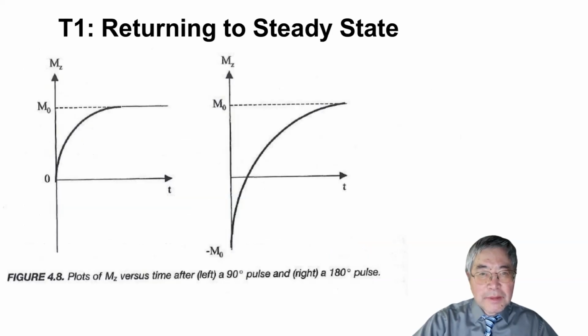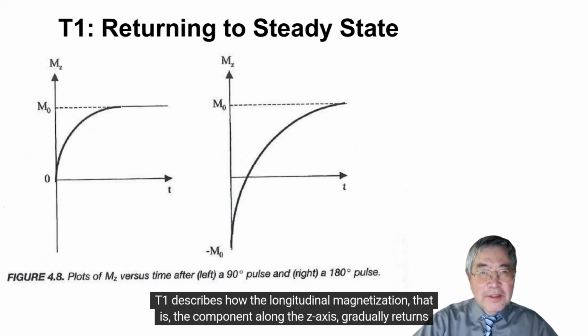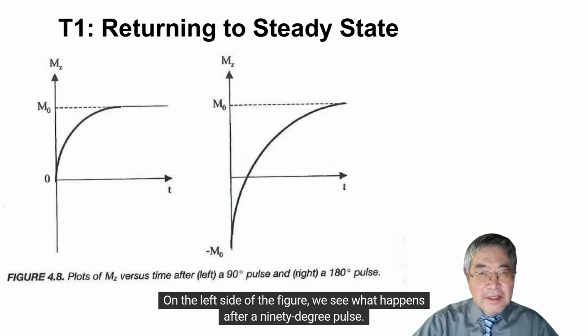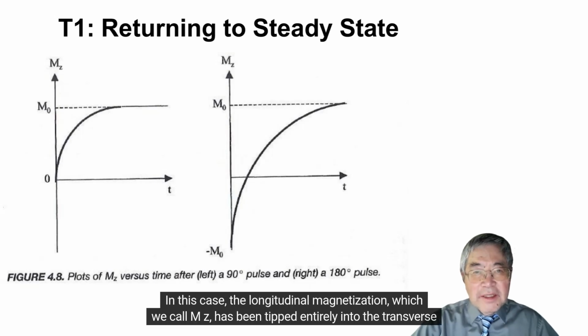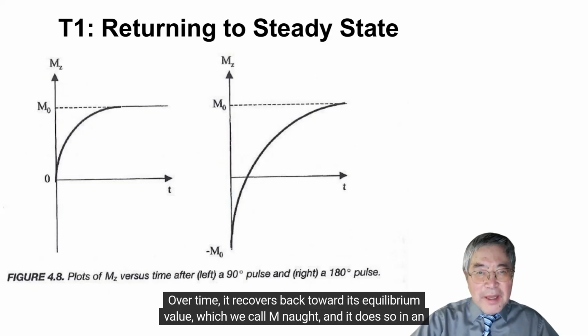Now let's take a closer look at the T1 effect. T1 describes how the longitudinal magnetization, that is, the component along the z-axis, gradually returns to its equilibrium value after being disturbed by a radio frequency pulse. On the left side of the figure, we see what happens after a 90-degree pulse. In this case, the longitudinal magnetization, which we call mz, has been tipped entirely into the transverse plane, so it starts at 0.